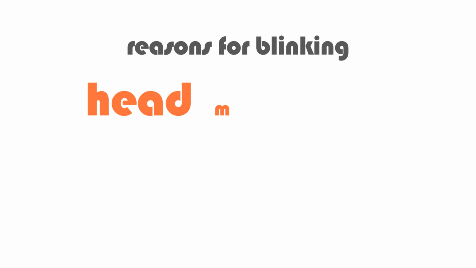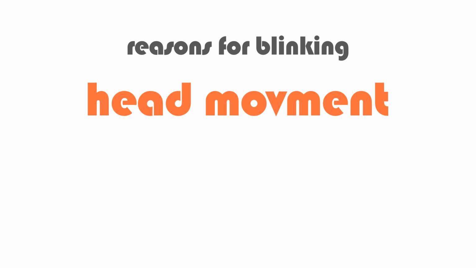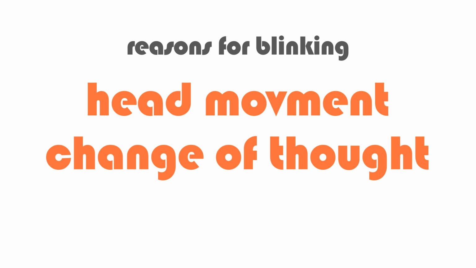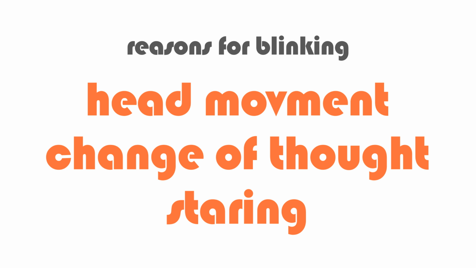For example, head movement: when someone is turning from left to right, usually there would be a blink there. A change of thought, a realization, when something clicks with the character and he finally realizes something, that's a good place to put a blink. If a character stares too long at something, it would be a good idea to put a blink, because usually when you look straight at something for too long, your eyes get dry and you would blink.